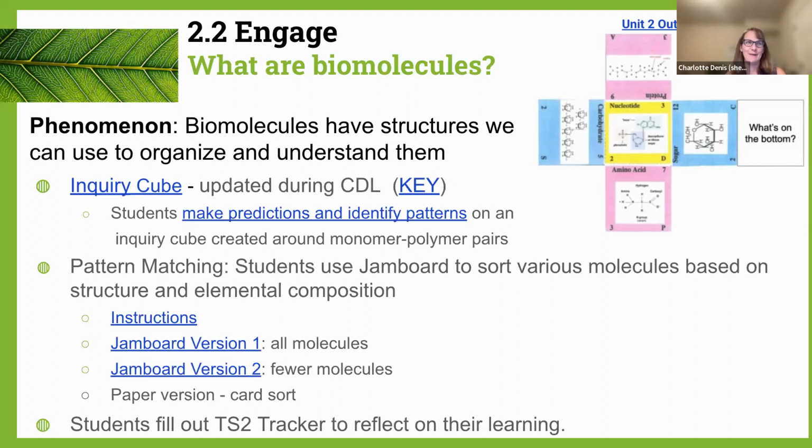They don't, however, know the word nucleotide, or many of them don't know that word yet. Even though they have probably heard of the term that's on the bottom of the cube, which by the way is DNA, they sometimes have a hard time figuring that out because they don't know the word nucleotide.